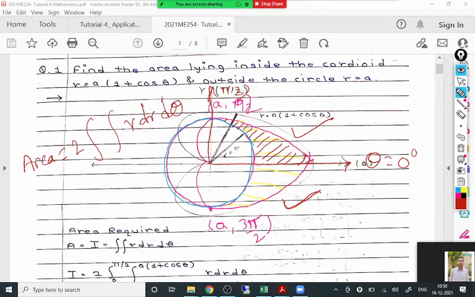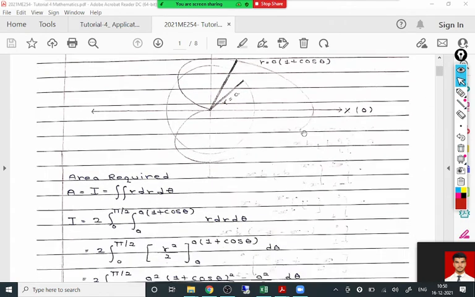And when we take a radial strip along the radial direction, the inner end touches at r equal to a, and the outer end is on the cardioid. So r goes from a to a(1 plus cos theta). This is the upper limit here, and the outer limits for theta are 0 to pi by 2, as you told. Now the only thing is we have to integrate: 2 times integral from 0 to pi by 2, r from a to a(1 plus cos theta), r dr d theta. Integration of r dr is r square by 2. Put the upper limit and lower limit and do the integration.